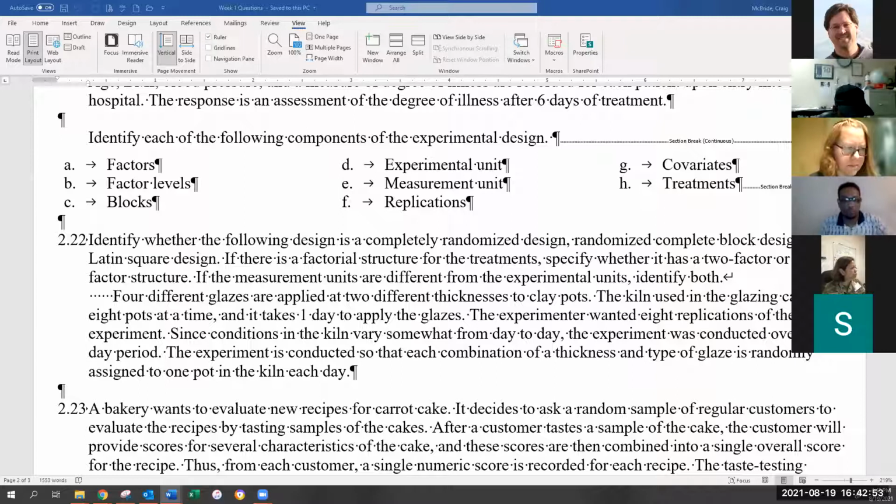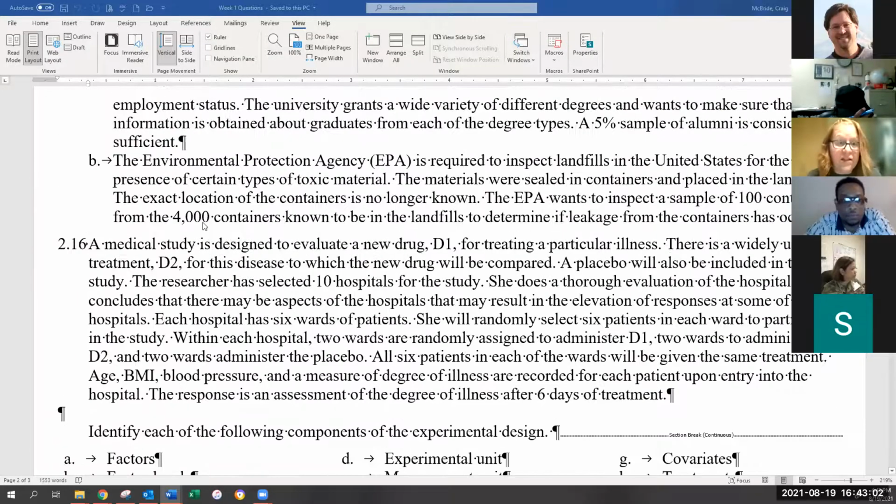because that can have a bearing on, isn't this something to do with high blood pressure, if I remember correctly? What's the scenario for 16? Yeah, BMI and high blood pressure. Yeah, exactly. So let's see, all 6 patients in each of the wards will be given the same treatment: age, BMI, blood pressure, and a measure of degree of illness are recorded for each patient upon entry in the hospital.